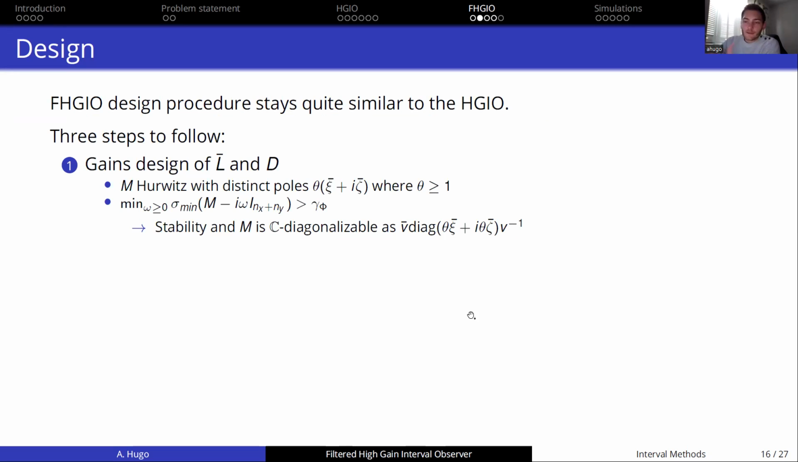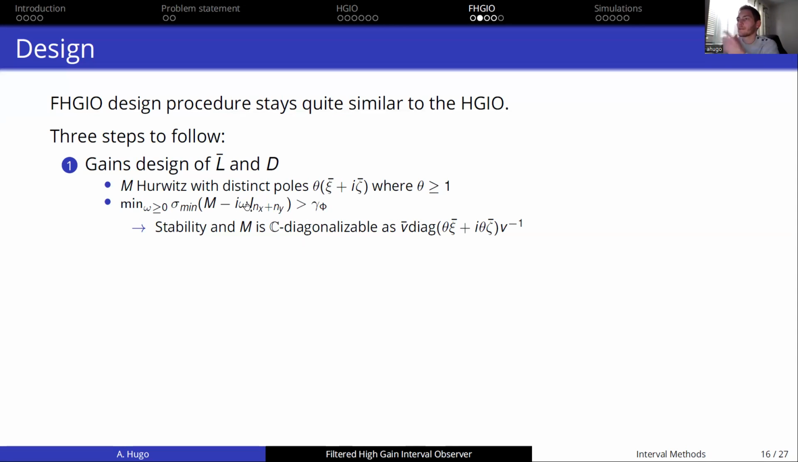So the design steps will stay quite the same with respect to the previous eigen interval observer that I presented. There will still be 3 main steps to follow, and there will only be slight changes that I will try to highlight. First, on the first step, now we have 2 gains to design. So we need the state matrix again to be Hurwitz with distinct poles in order to ensure the diagonalizability. And we parameterize the poles by theta, the eigen parameter. And we also need to check the following conditions.